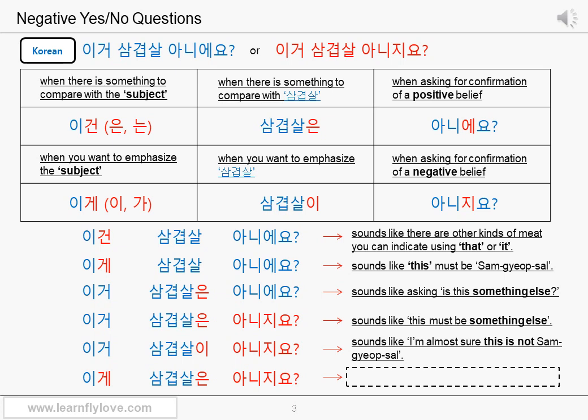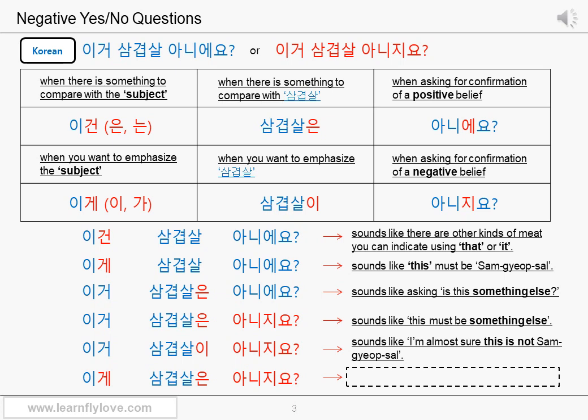And 아니에요 can give the nuance of asking for confirmation of either a positive belief or a negative belief. But most of the time, it gives a nuance of asking for confirmation of a positive belief. And 아니지요 gives the nuance of asking for confirmation of a negative belief. All of a sudden it got easier. No?